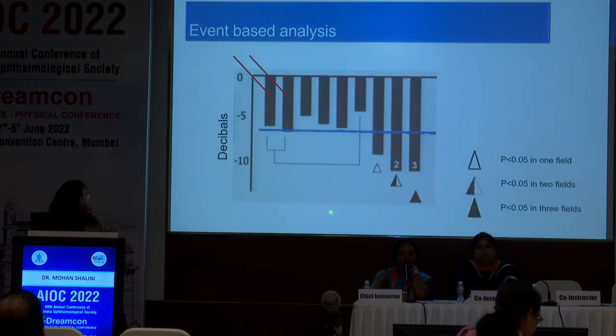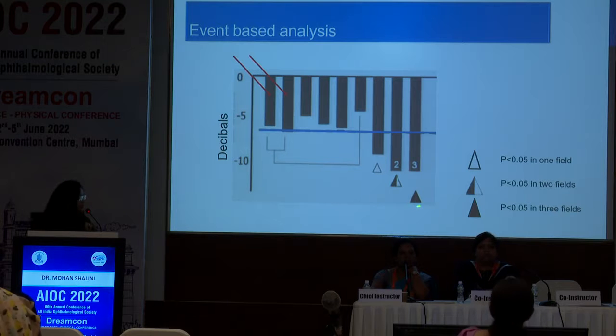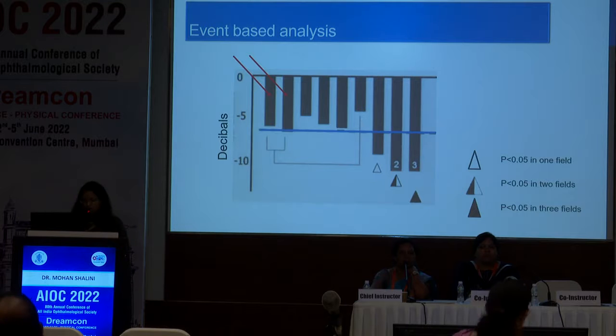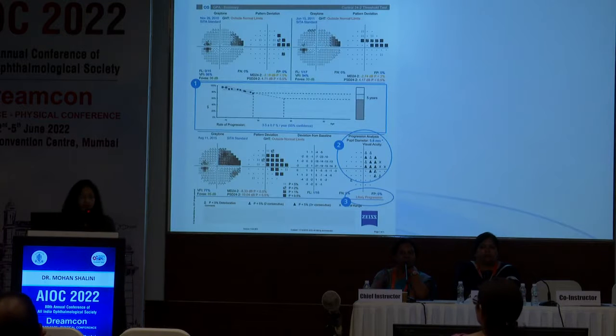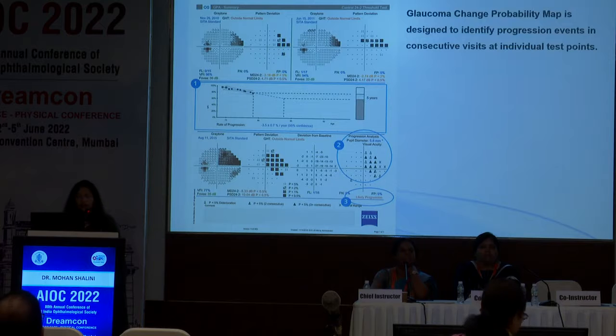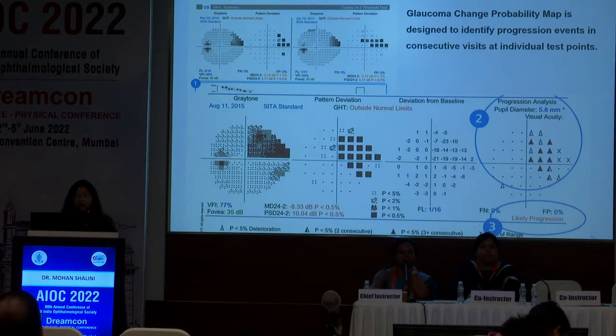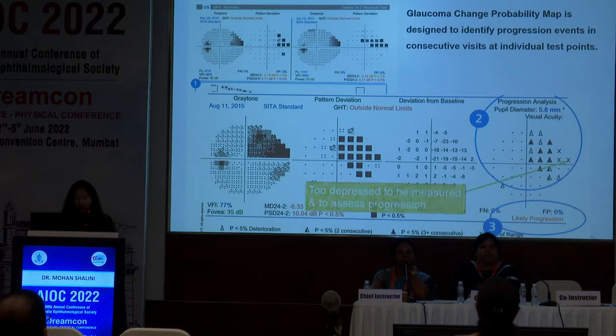So whenever there is a comparison, if there is a depression in one field at one point of time, this is an open triangle. If the depression is seen on 2 consecutive visual fields, this is a half open triangle. And if it is on 3 consecutive visual fields, it is a closed or dark triangle. So now here we can see the GPA printout, and if we see this glaucoma probability map closely, these are the areas where we can see the open triangles or the closed triangles or the half triangles, and we can see the message lower down that there is a likely progression.